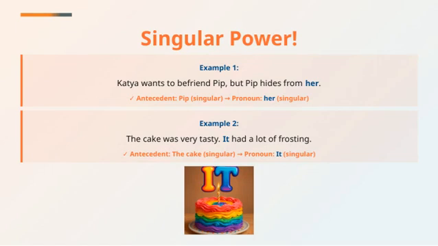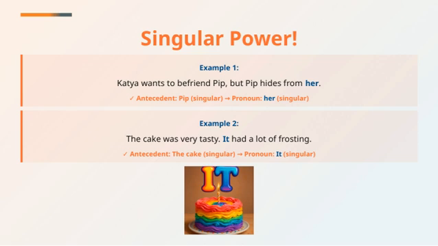Now let's look at how antecedents and pronouns work together. In the first example, we have the cake, which is singular. When referring back to it, we use the pronoun it. So we say, "The cake was very tasty. It had a lot of frosting." Notice how it replaces the cake to avoid repetition and make the sentence smoother.